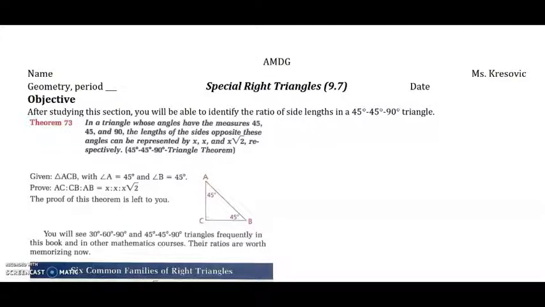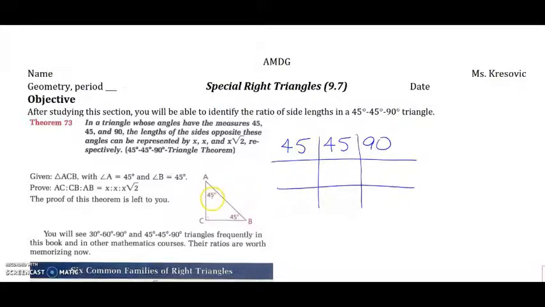In day 2 of special right triangles, we are going to see the last of the 6 common families. So in this one, we're going to do our tic-tac-toe board again. Here we have the 45, 45, 90 right triangle.